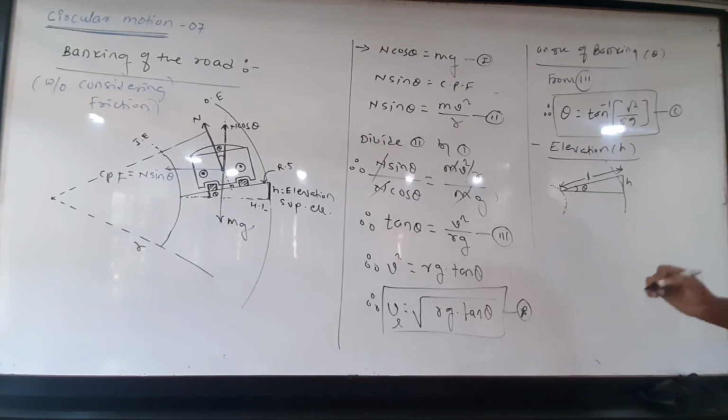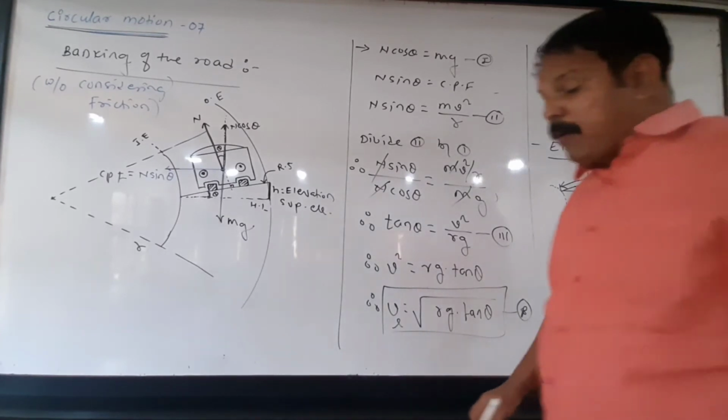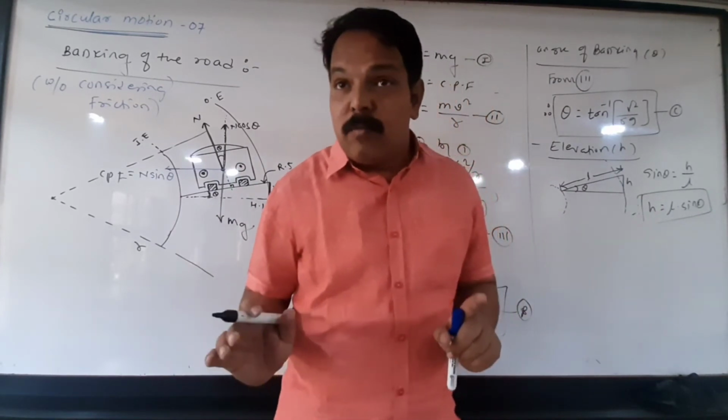H is the elevation. So in this triangle, what is sin theta? Sin means opposite side upon hypotenuse. So it is H by L. Therefore, H is equal to L sin theta. This is an important formula to calculate the elevation. Remember, so many times a problem is asked there. Here remember L means the width of the road.